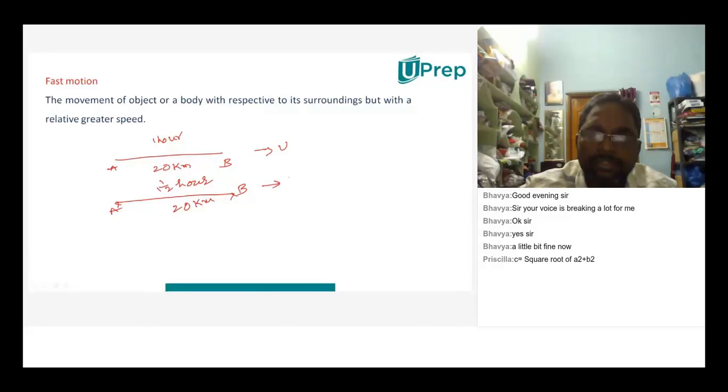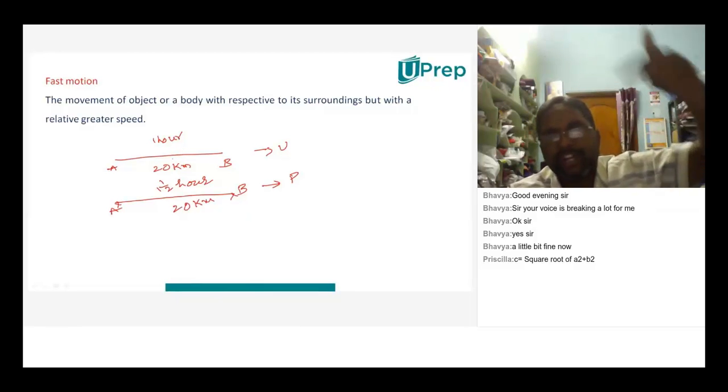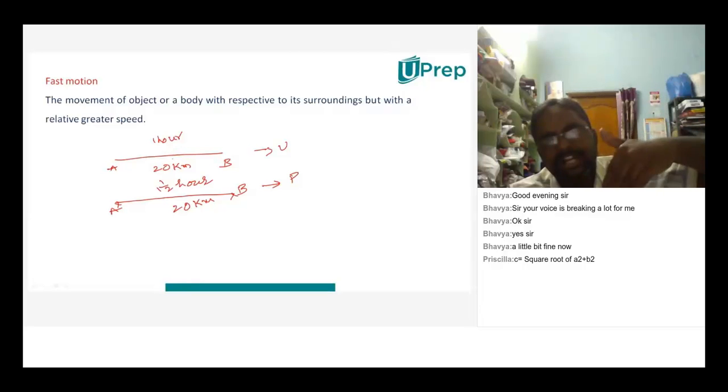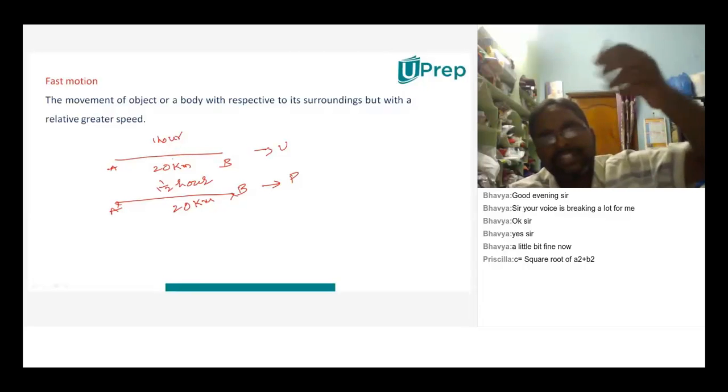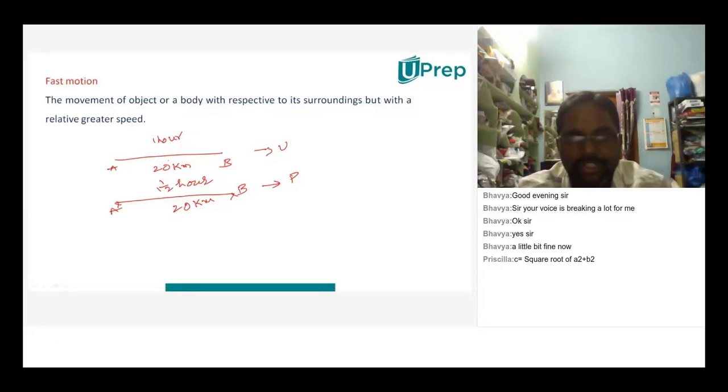Sir, Unmana is faster. Why? Because she covered the same distance in lesser time. Right. So if an object covers more distance in less time, it is moving fast. If an object is covering the same distance in a longer time, then you say that it is moving slowly. So slow and fast are relative. You have to compare with others. Then only you can say whether it is moving slowly or fast.